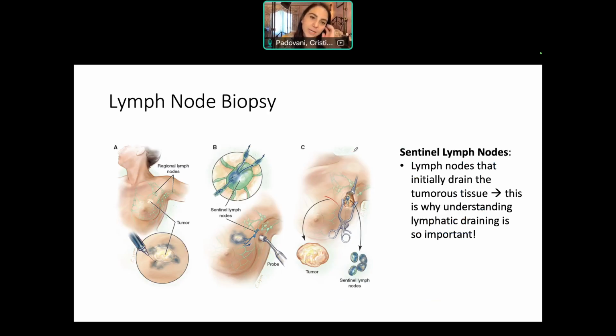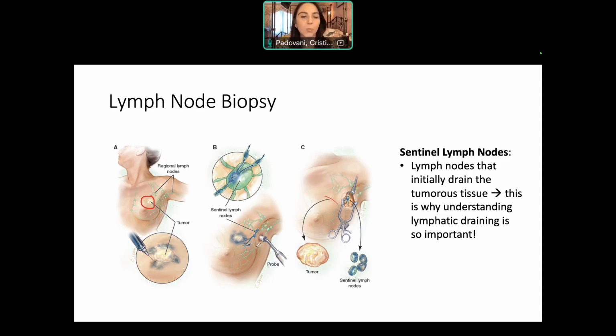So for lymph node biopsies, the $1 million word for a lymph node biopsy is a sentinel lymph node. I think this picture is really good. Let's say you have a tumor cell here, breast cancer. So here's the breast tumor. You inject it with some sort of blue dye. I think there's a name for it, I totally forget it right now, but you do inject it with a blue dye.